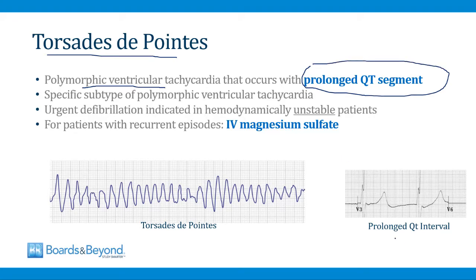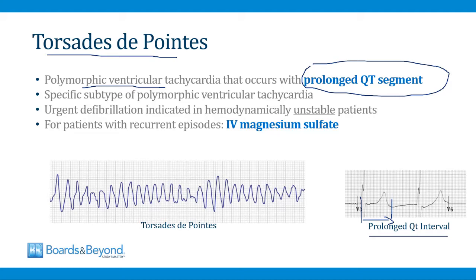If you look at the bottom right side of the screen here, this is an example of a very prolonged QT interval. So the QT interval begins at the onset of the QRS interval and it ends at the end of the T wave. And a normal QT interval is about 400 to 500 milliseconds. This patient's QT interval is over 600 milliseconds. It's over 3 big boxes wide, and that is severely prolonged.